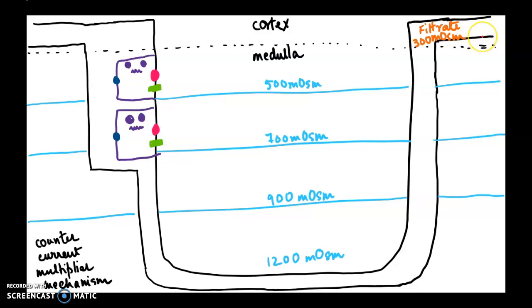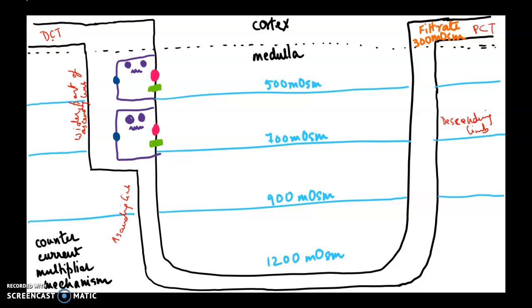If you look here, this represents the proximal convoluted tubule. The proximal convoluted tubule then comes down into the medulla, and this is called the descending limb of the loop of Henle. And then obviously this will be the ascending limb. This part is the wider part of the ascending limb. And then this is our distal convoluted tubule.